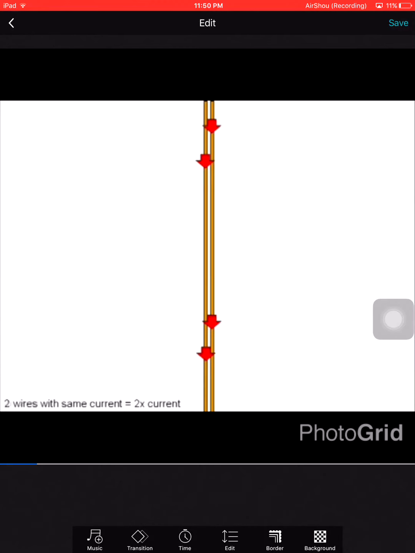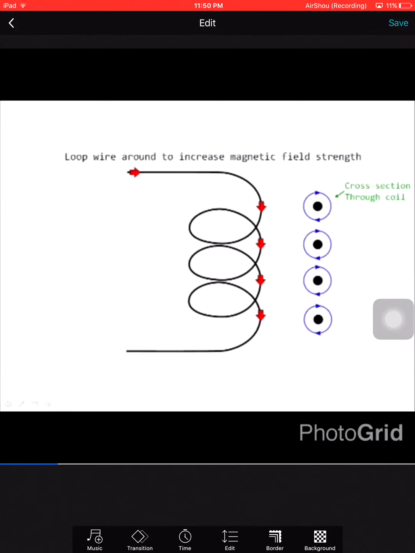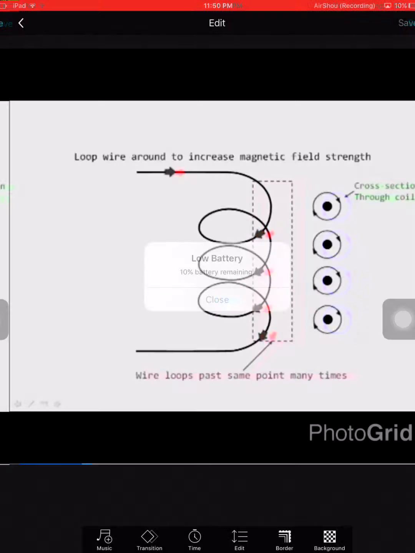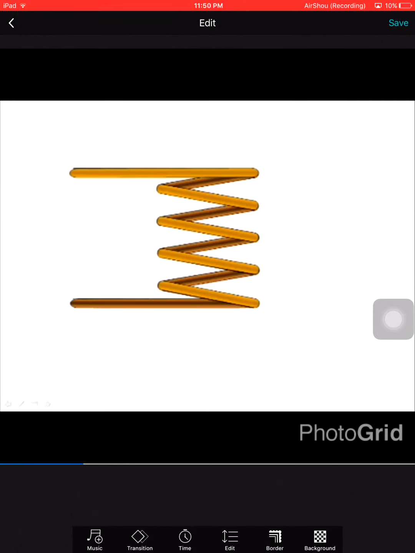If we take two wires with the same current, the current doubles and the magnetic field also develops around it. Electromagnetism in a coil. In a loop, the magnetic field strength increases as the loop passes through the same points many times. Electromagnetism in a transformer core.